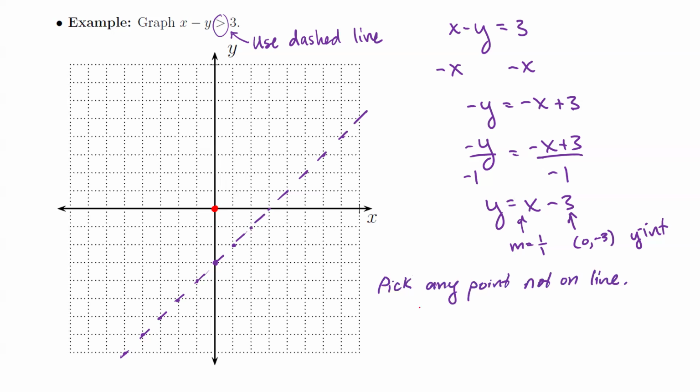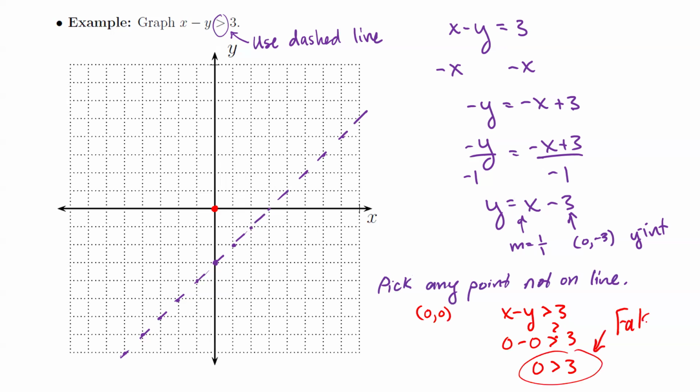So 0, 0. And what I'll do is I'm going to take x minus y is greater than 3. And again, I'm going to go back to using the inequality, right? Even though I dropped it here to figure out what the line should look like. Now I go back to the original, and then I plug 0 in for x, 0 in for y, and I ask myself, is that a true statement? Well, that is clearly a false statement.